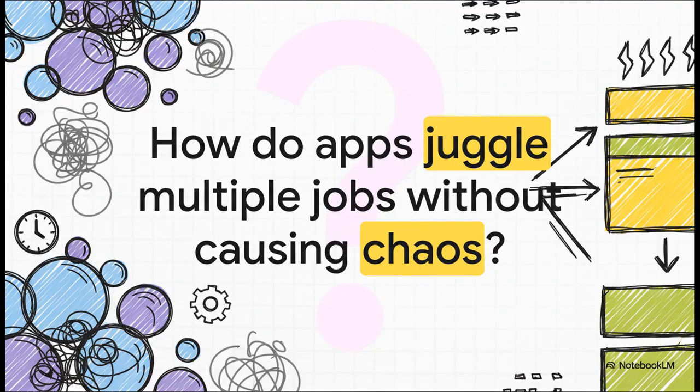So let's just kick things off with a fundamental question. Think about it. An app has to do a bunch of things at once. And sometimes one part of the program has to wait for a bunch of other parts to finish their jobs. So how does it keep track of everything without causing total chaos? How does it know when everything's actually done? That right there is the core problem of synchronization.